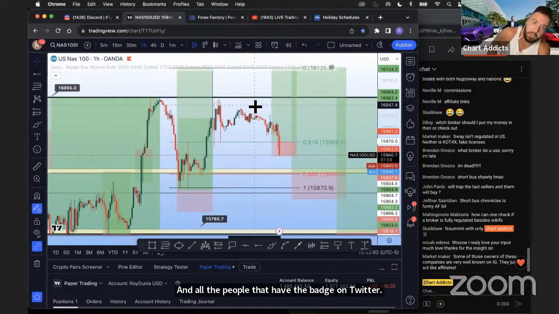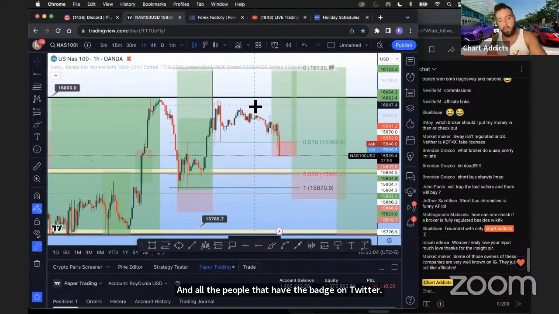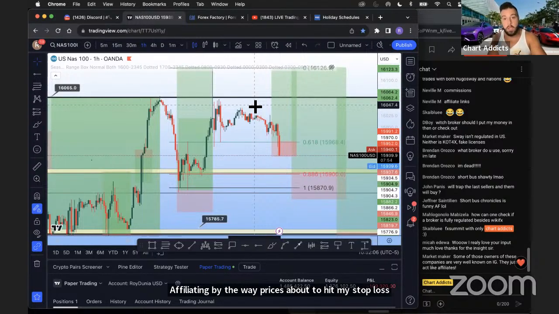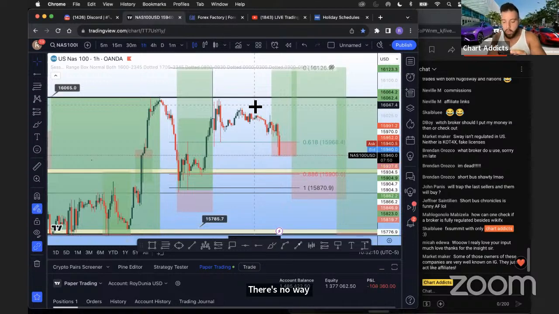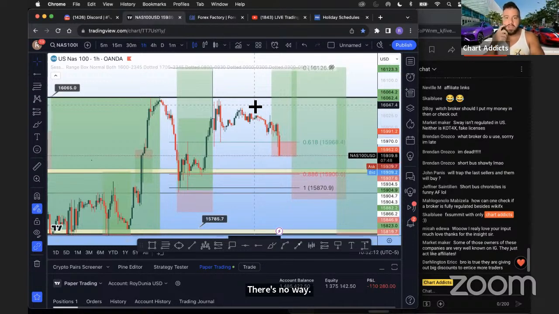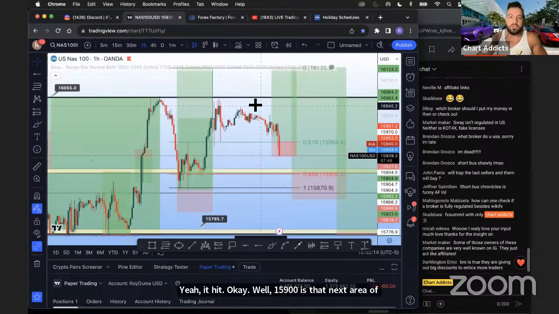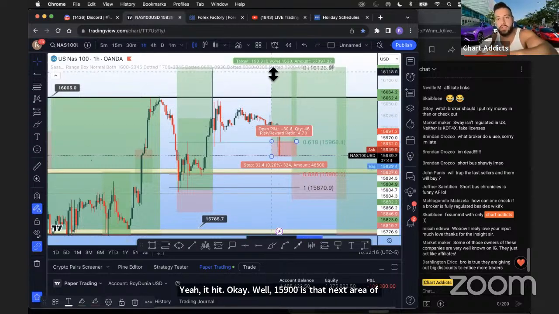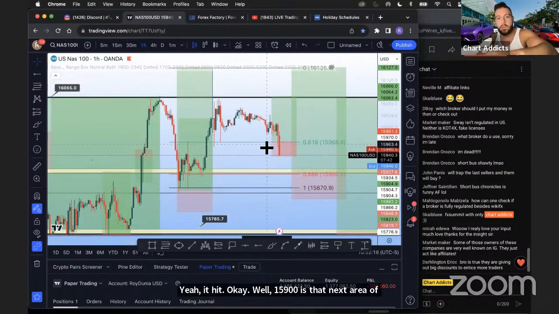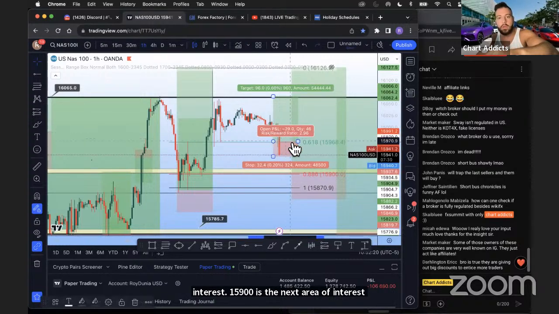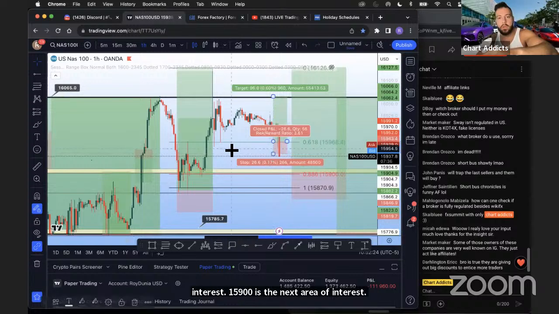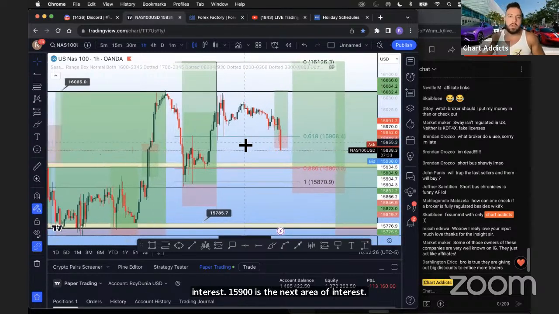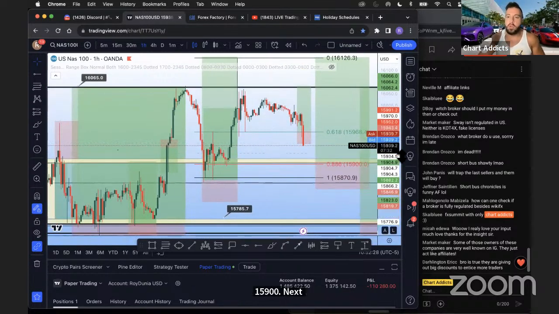I'm actually going to check because I'm pretty sure it hit my stop loss on my broker. There's no way. Yeah, it hit. Okay. Well, 15,900 is the next area of interest. 15,900 is the next area to keep an eye out on.